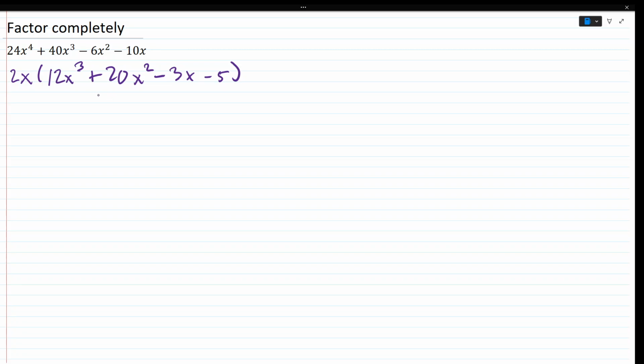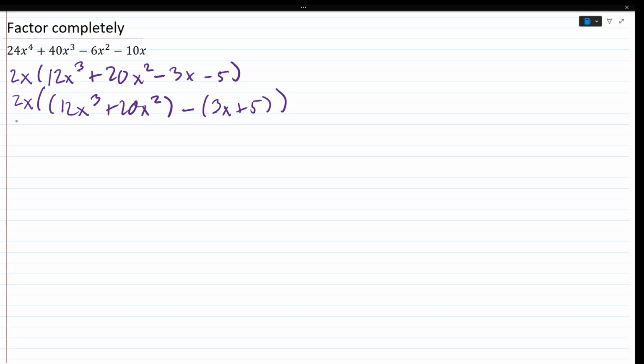Then we look inside the parentheses, and can we factor that any further? Well, we have 4 terms, so one thing you might think about is factoring by grouping. So let's try to do that. Let's group together the first pair of terms, the 12x cubed plus 20x squared. Group together the second pair of terms, but since there is a minus sign between the second and third term, you factor out that minus sign, and you'd have inside the parentheses, 3x plus 5.